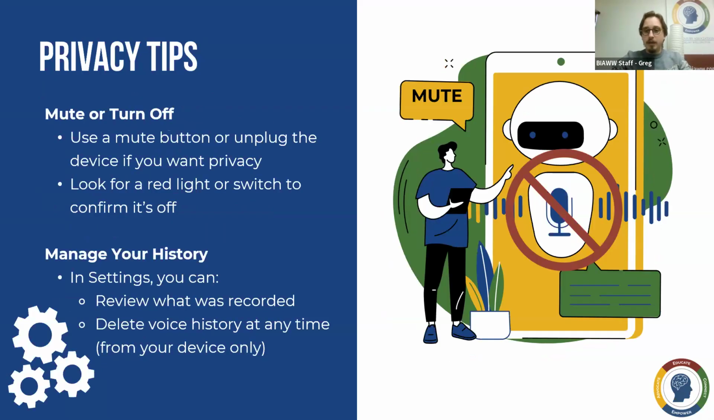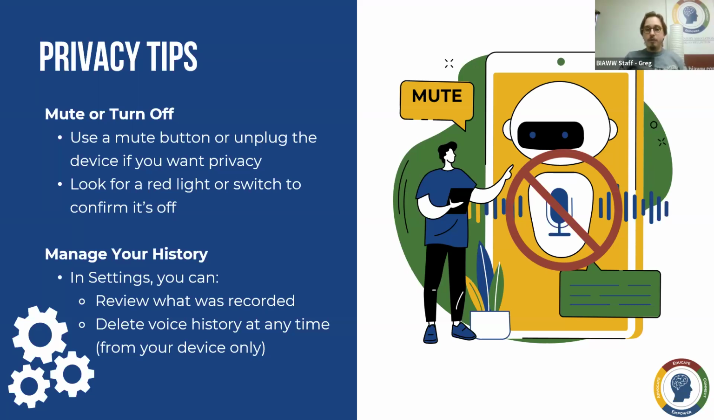So I already talked about this. A lot of the devices will have a mute button. If they don't, or if you can't find it, you can unplug the device. Just plug it out of the wall and plug it back in when you'd like the microphone to be on. Some devices may also have a red light or a little color on the switch to confirm that it is on the off setting.